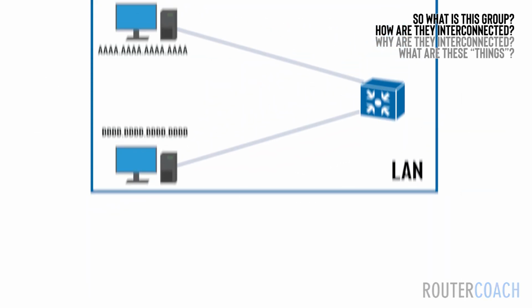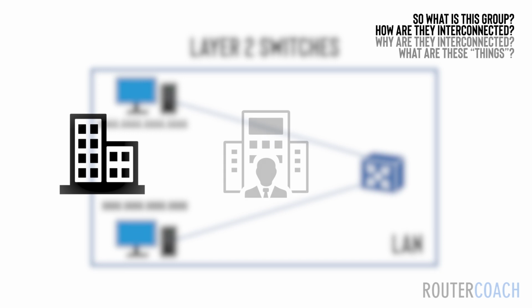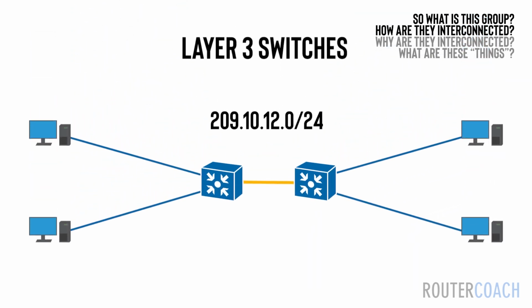In summary, Layer 2 switches are used to connect devices within a LAN, which is a collection of devices connected together in one physical location, such as a building, office, or home, while Layer 3 switches or routers are used to route data packets between different networks.